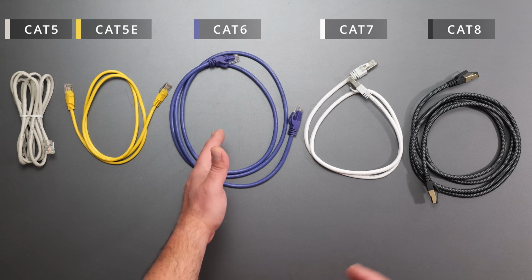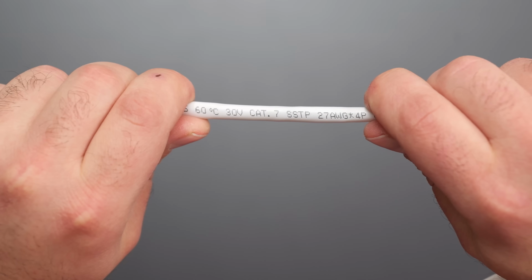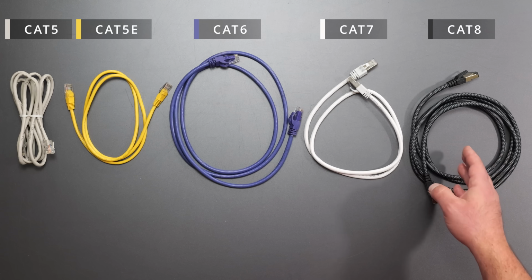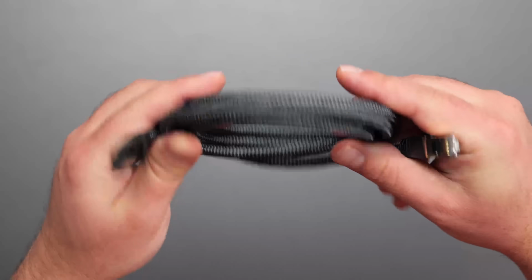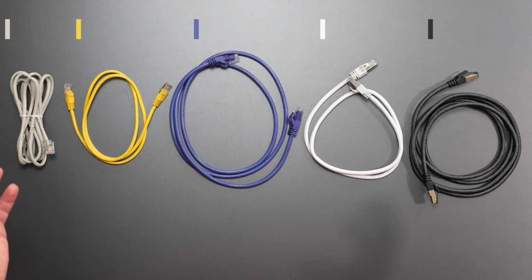But for slightly longer, it needs to be a Cat6a cable, which I don't have on this list. And then I have a Cat7 cable, which can go up to 10 gigabits per second. And I have a Cat8 that can go 40 gigabits per second, but I just don't have the hardware to do that. Let's just go run a speed test because the results will definitely surprise you.